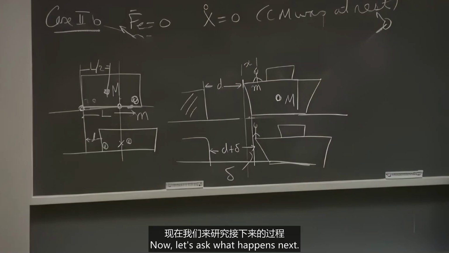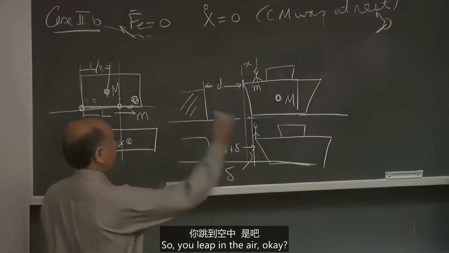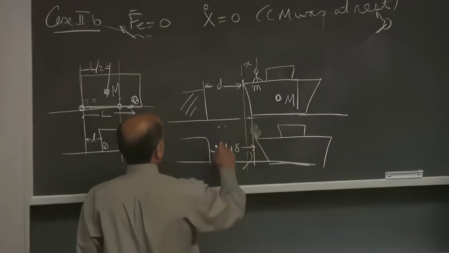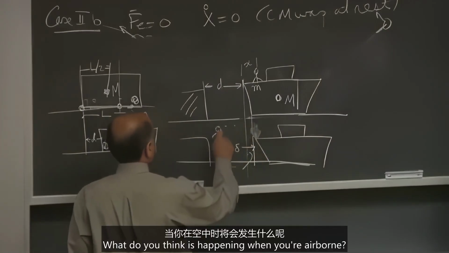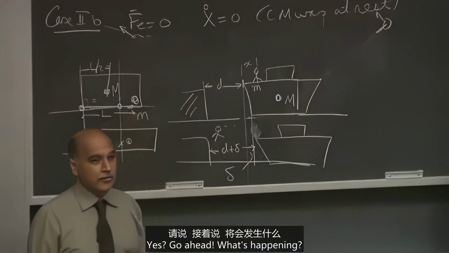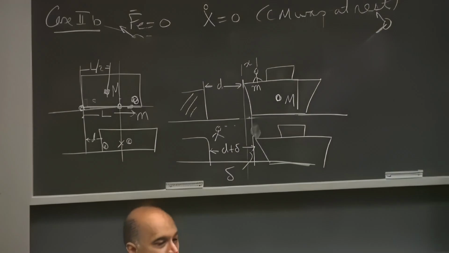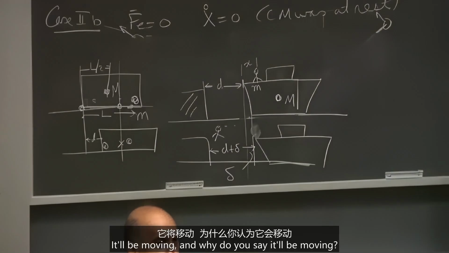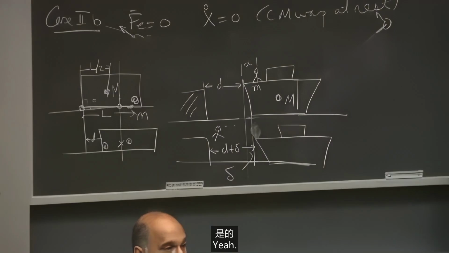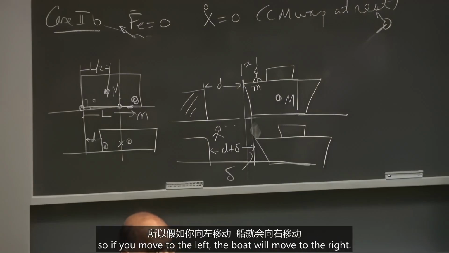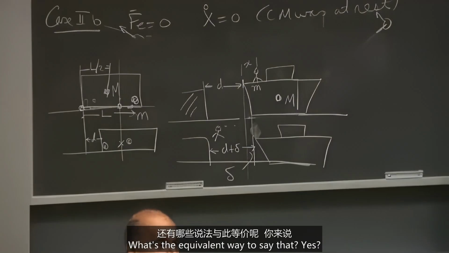Now let's ask what happens next. So you leap in the air. Okay? Now you're airborne. What do you think is happening when you're airborne? Yes? Go ahead. What's happening? The boat will move the other way too. It'll be moving. And why do you say it'll be moving? Because the center of mass is still going to be in the same place. Right. That's one way to say that. Center of mass cannot move, so if you move to the left, the boat will move to the right. That's an equivalent way to say that.